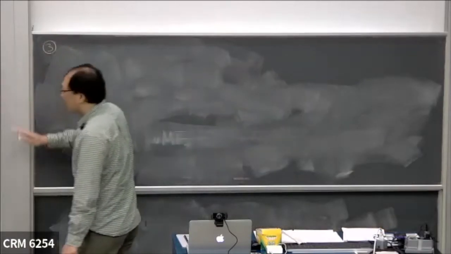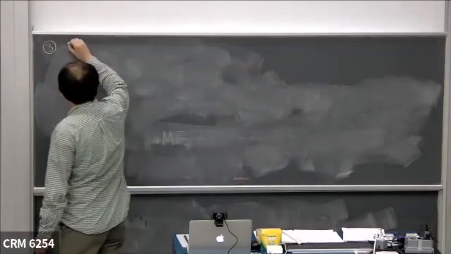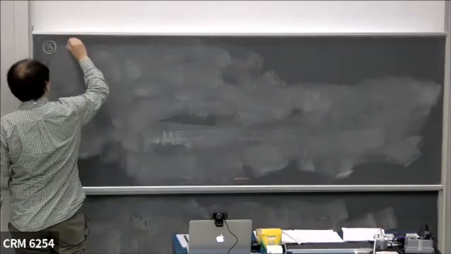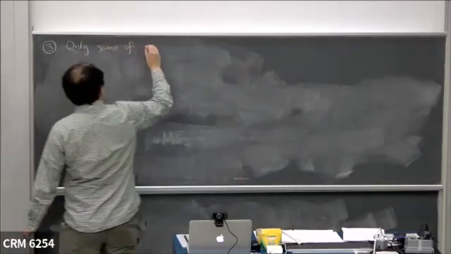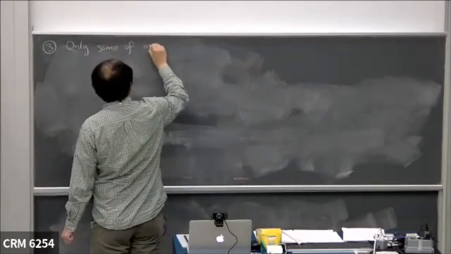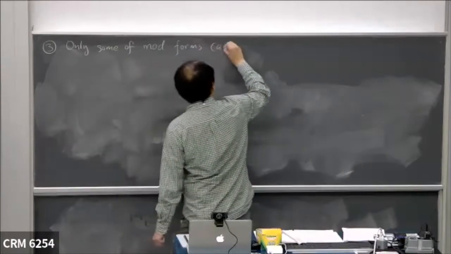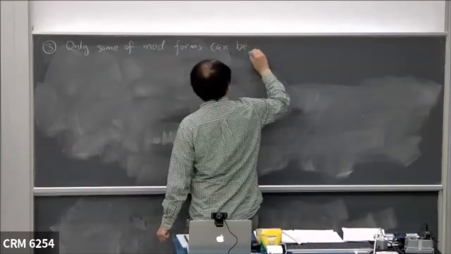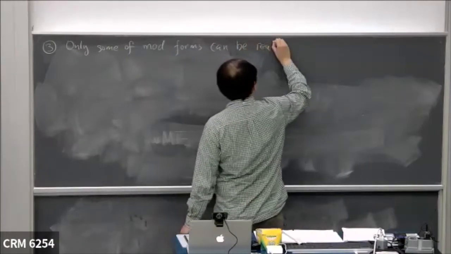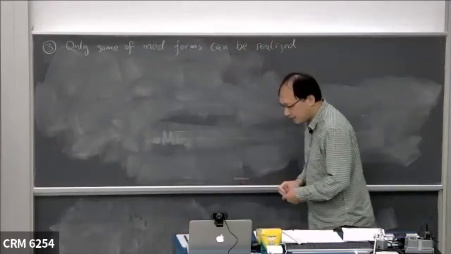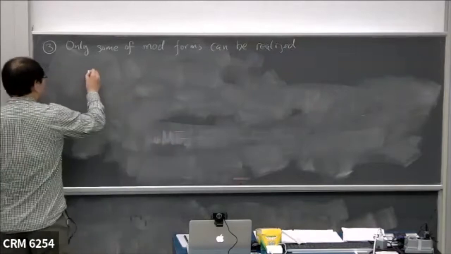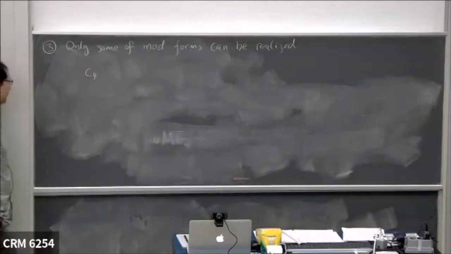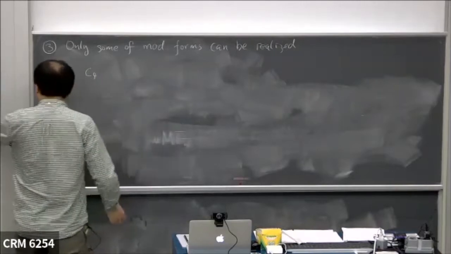So prediction number 3 is that only some modular forms can be realized as elliptic genera. So we have some familiar modular forms. For example, C4. That's actually allowed. It's in the image, and that's why we asked this question.